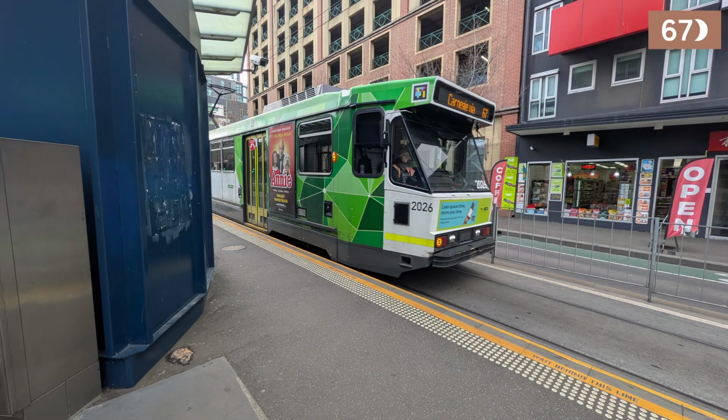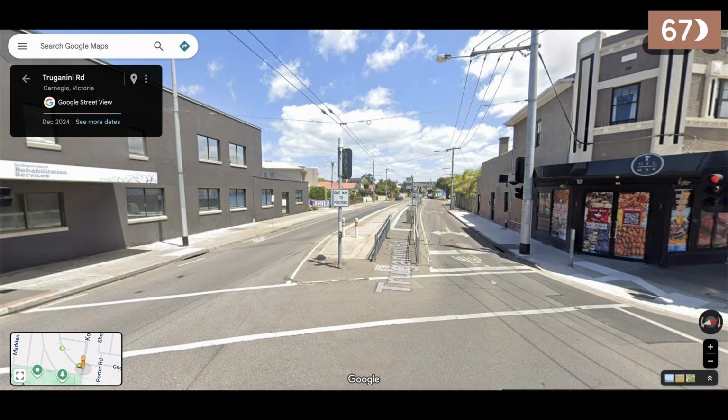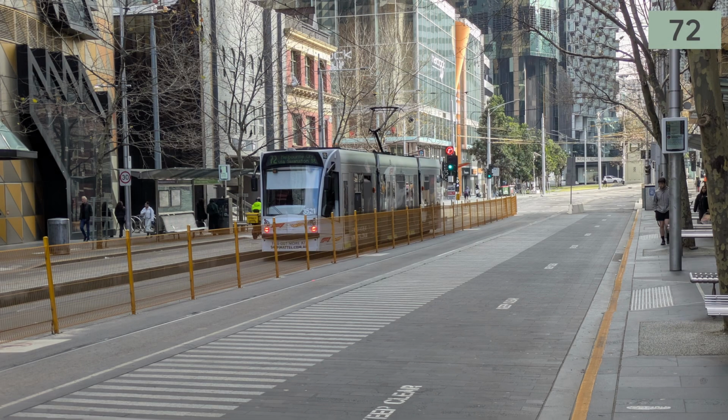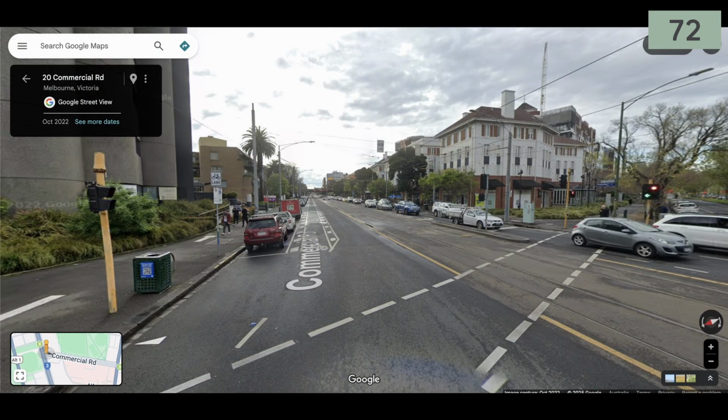Route 67 runs parallel with Route 3 all the way until Brighton Road, where it continues straight. Then the 67 turns left onto Glen Huntly Road, and keeps going on it until its terminus at Carnegie. Finally, Route 72 goes down Swanston Street and St Kilda Road, then turns left onto Commercial Road, and continues forwards passing the Prahran Market and Route 78.